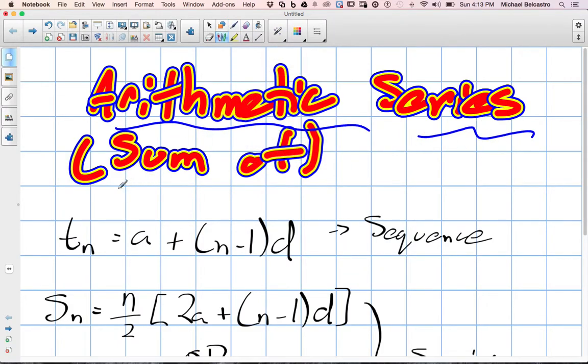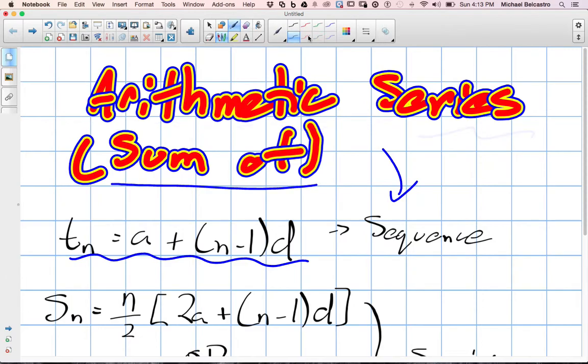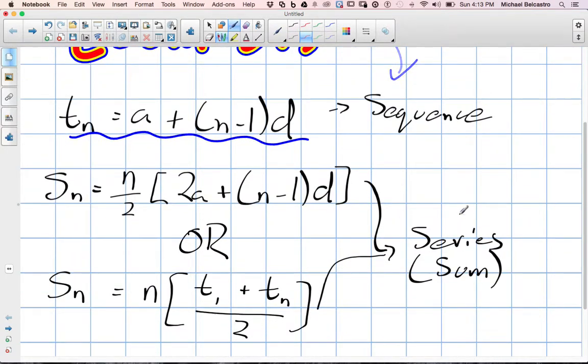Arithmetic series. And a series is talking about the sum of the values in a sequence. Okay, so this is kind of your sequence formula. And as long as you know what each of the variables in the sequence formulas refer to, you can essentially deal with any of the sum or the series formulas because they use the exact same letter.